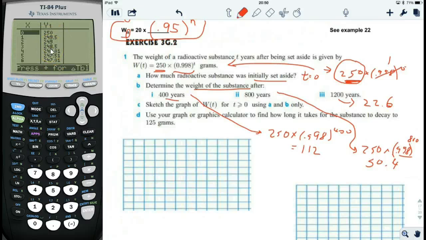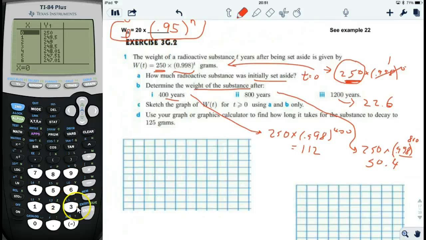Now, for example, if I want to see what the y value is for t equals 400, I could do that just by going down here, but that would take a long time, right? Because I would have to do that 400 times. So what I'm going to do is change the step size to 400, because then in the x values I would see 0, 400, 800, 1200, which is exactly what I want here.